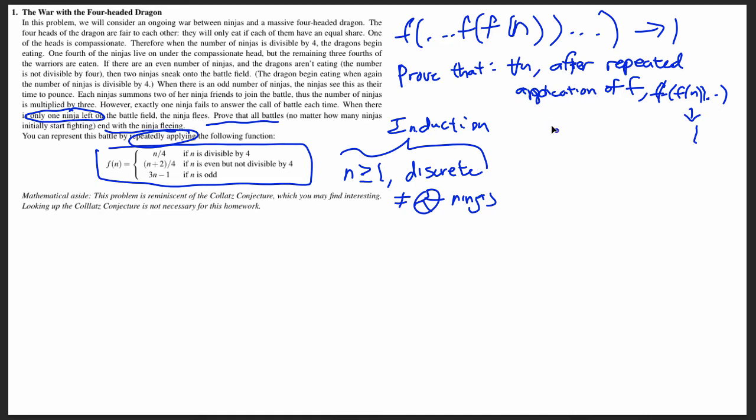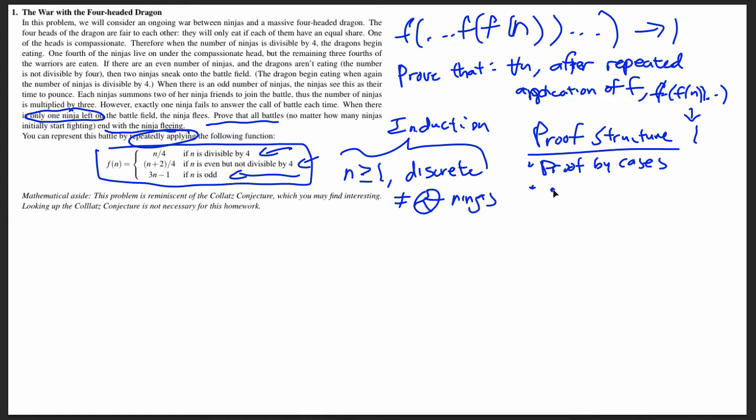We know that we need induction. Now let's take a closer look at what the proof structure should look like. So we know that we need a proof by cases. Why? Because we have a conditional function here where you have 3 different conditions. And then, how many base cases do we need? Since all the numbers end up going to one landing spot, 1, we only need one base case.